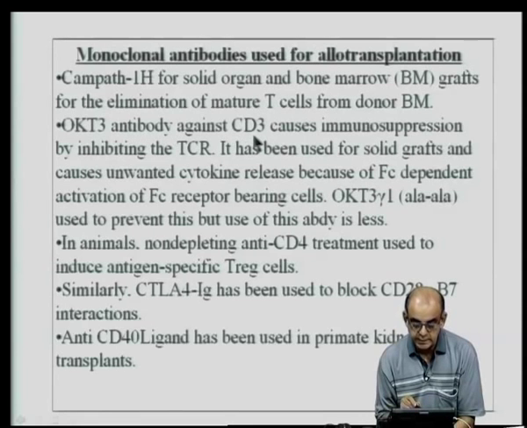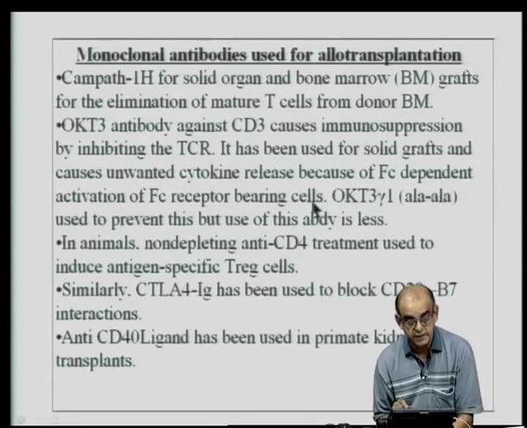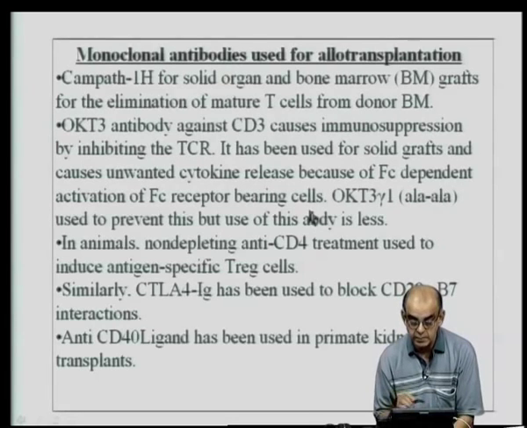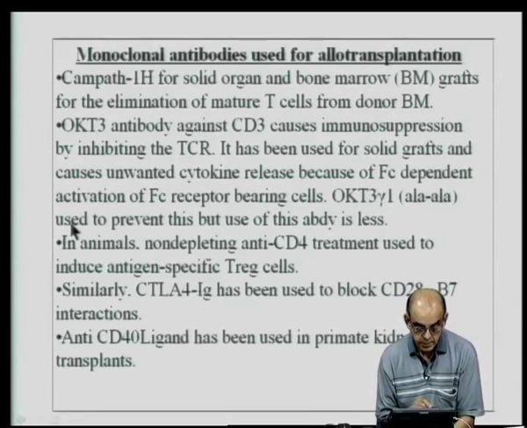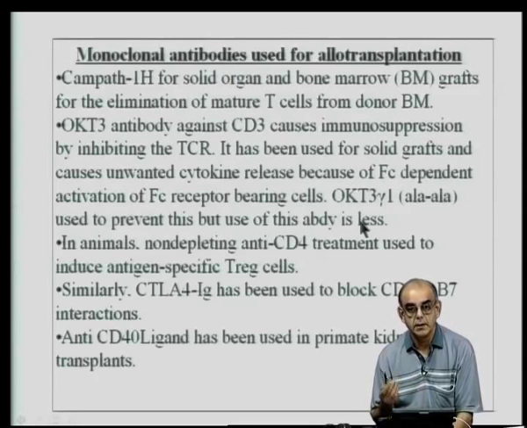OKT3, an antibody against CD3, causes immunosuppression by inhibiting the T cell receptor. It has been used for solid grafts and causes unwanted cytokine release because of Fc dependent activation of Fc receptor bearing cells. So, they have used a mutant in which alanine has been substituted in the normal sequence of the CD3 antibody. This is used to prevent this, but use of this antibody is less frequent.